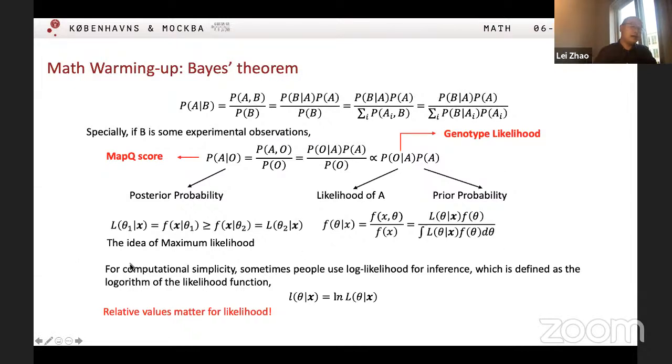Mathematically, people always calculate the log likelihood to make computation easier. And if you do it this way, the rescaling of the likelihood function becomes just subtracting some constant value from all the likelihood functions. That will not change any result of your downstream analysis. And I will move on to the biological part.